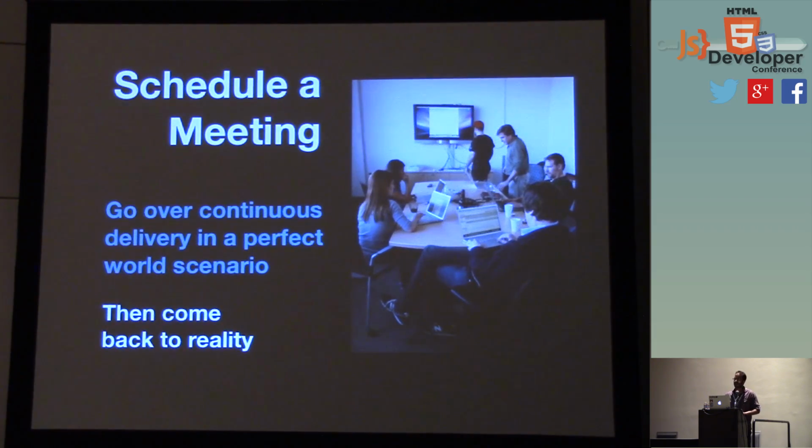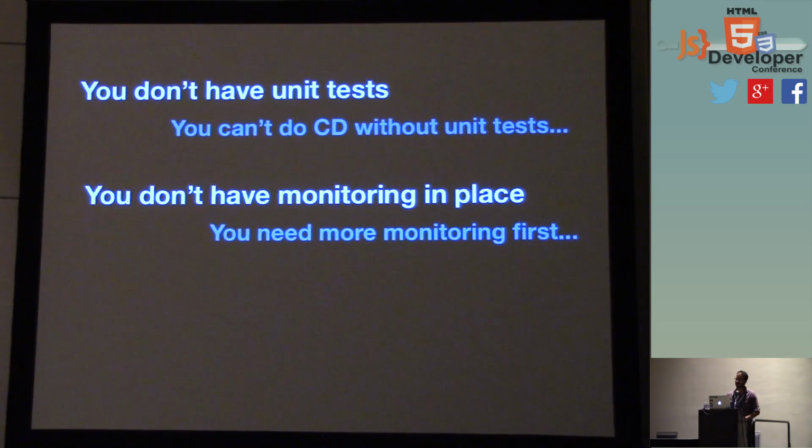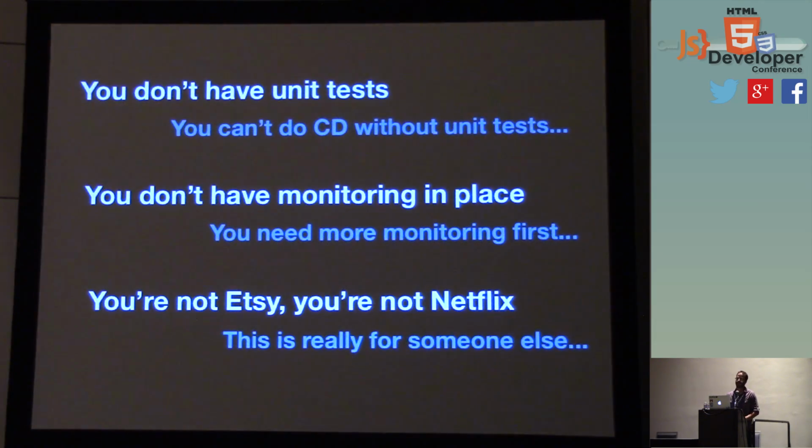And then you come back to reality and you're like, holy crap, that's way too much work and it's going to be way too expensive for us to actually get there. And that's the last thing you want to do when you're trying to make your life better: add all this complexity. And besides, you don't have unit tests. Come on, be honest with yourself. And even if you do, they take 45 minutes because they're crappy unit tests. You don't have monitoring, and you really can't do continuous delivery without monitoring. And you're not Etsy, you're not Netflix. Continuous delivery is for somebody else. It's for a company that's bigger than yours, or a company that's smaller than yours, or a company that has a deployment team, or doesn't have a deployment team, or whatever. It's just not for you.